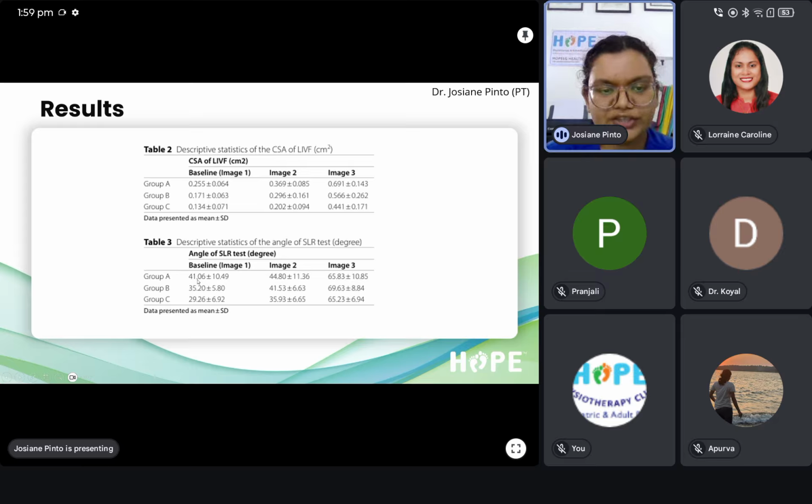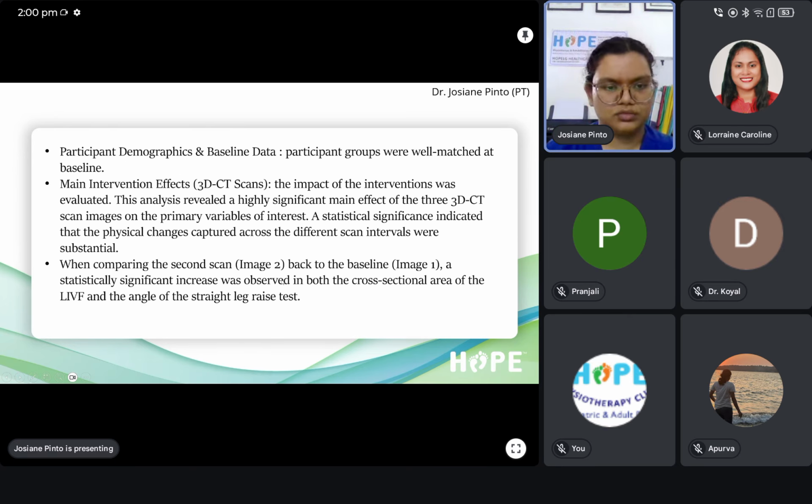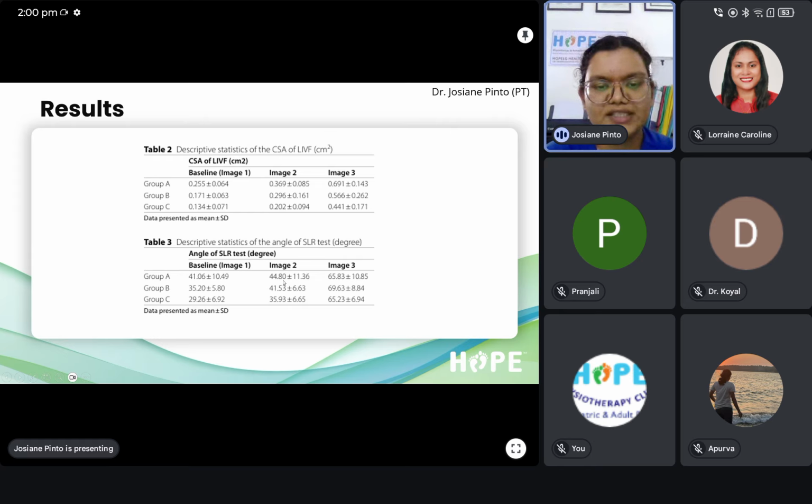Again, it started with 41 in group A, 35 in group B, and 29.26 in group C. And in image 2 and image 3, you can see there's a significant difference between the two. It started with image 2 at 44.80 in group A, 41.53 in group B, and 35.93 in group C.